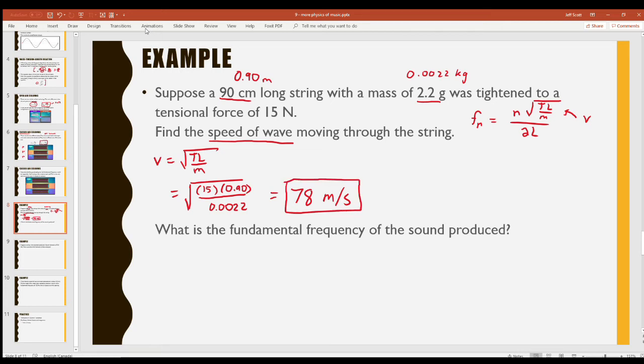Now the next part of the question is asking, what is the fundamental frequency of the sound produced? Well, the fundamental frequency is a fancy way of saying the first harmonic, or in other words, this is where n equals 1. So this is where we're going to use this really big formula up here. Some good news is we don't have to plug in the entire square root piece, because in the last question we were able to figure out that big square root piece, so we don't need to plug in even more numbers than needed.